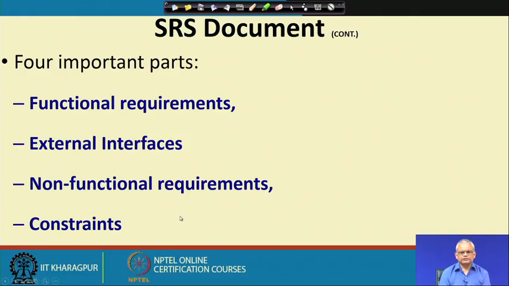Now, let us see how to go about writing the SRS document. There are 4 important parts in any good SRS document. Possibly the most important part, the functional requirements.